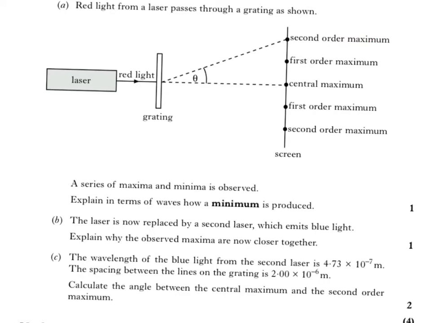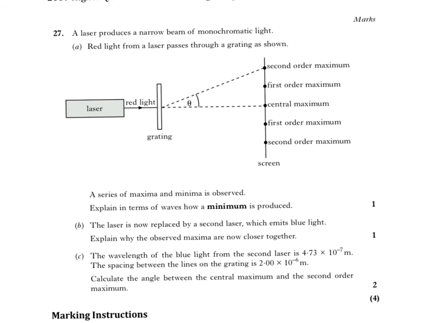So A is basically quite a straightforward question. A series of maxima and minima is observed. Explain in terms of waves how a minimum is produced. So bread and butter, easy warm-up question. And if you don't know how to answer this, it's in your notes. You should learn it.